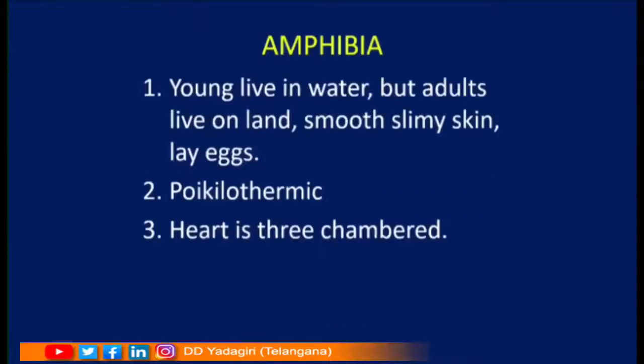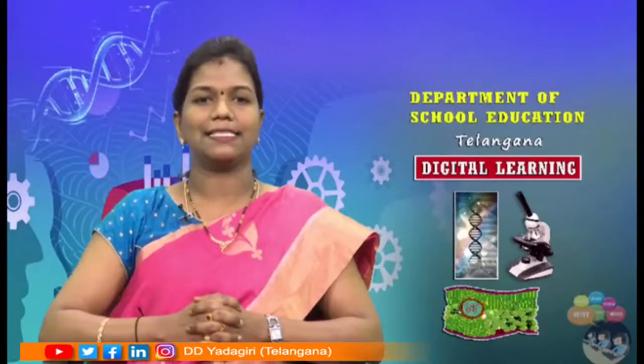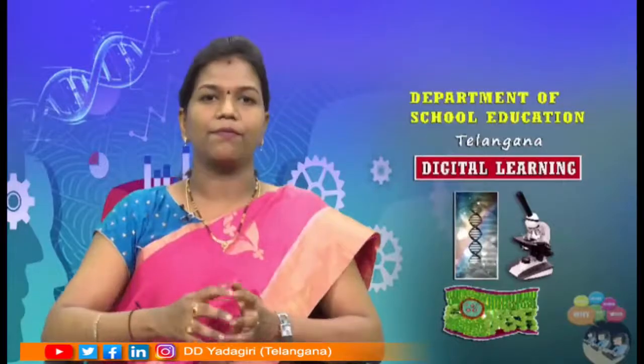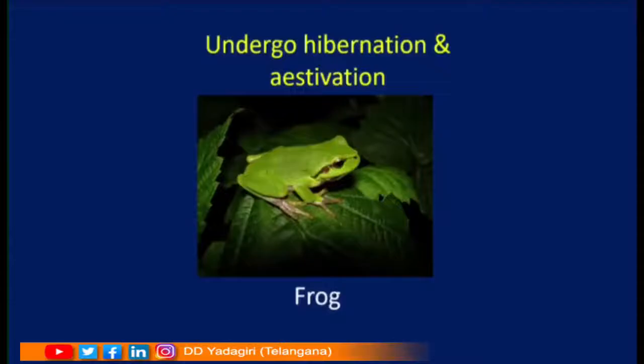Amphibia. Amphi means both, means it can live in both water and land. In the larval stages, they live in water. In the adult stages, they live on land. The best example for amphibia is the frog. Young live in water, but adults live on land, with smooth slimy skin, and lay eggs. Poikilothermic, heart is 3-chambered. Undergoes hibernation and estivation.